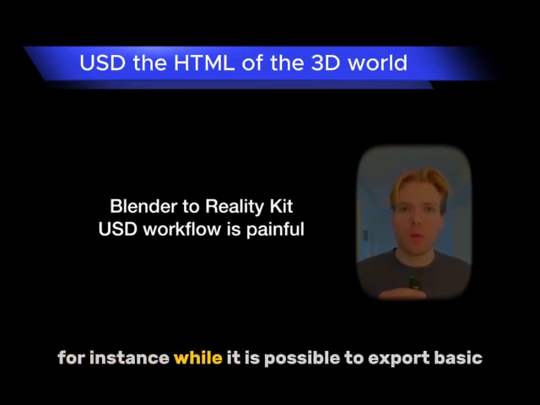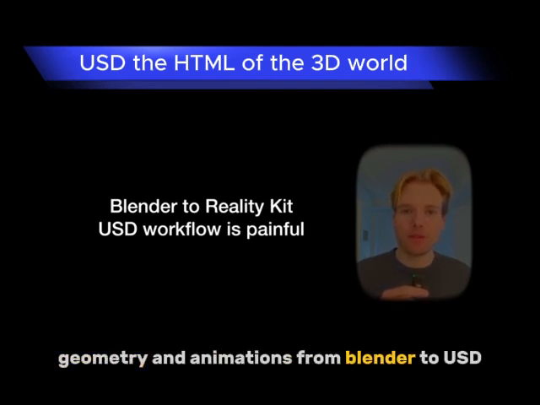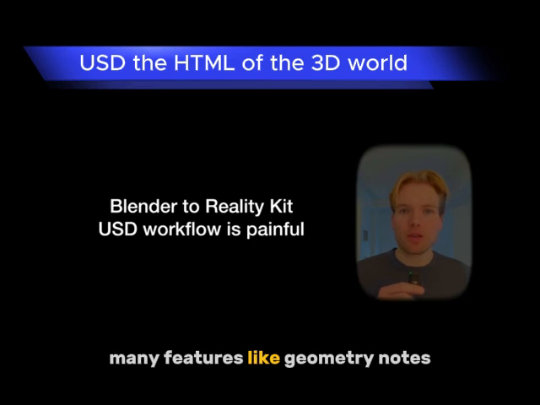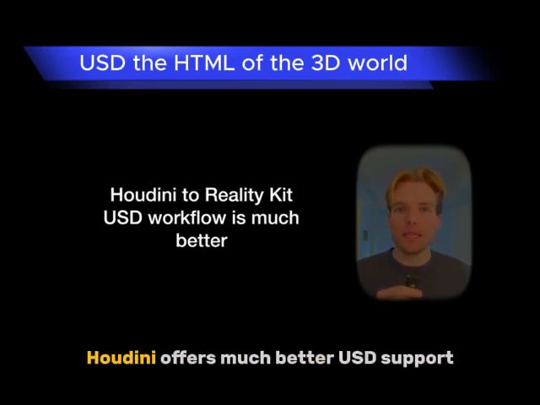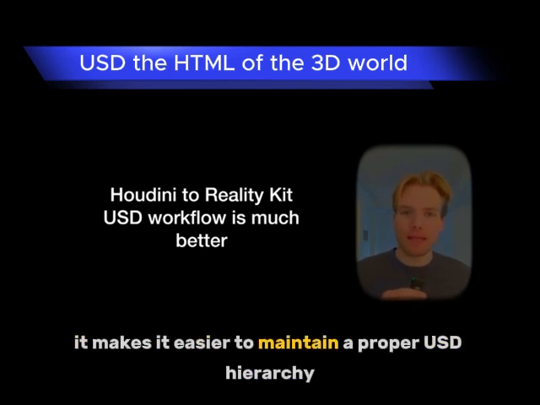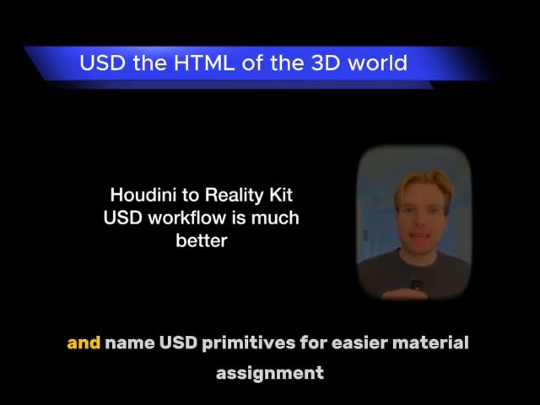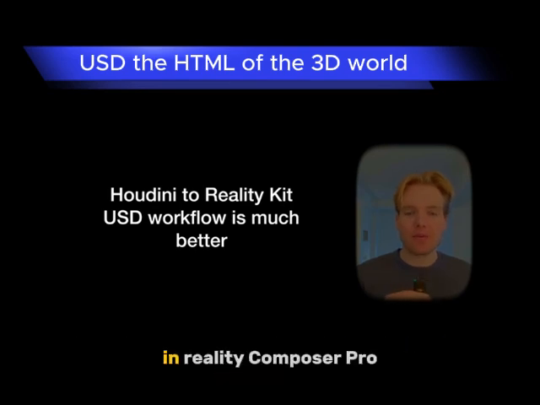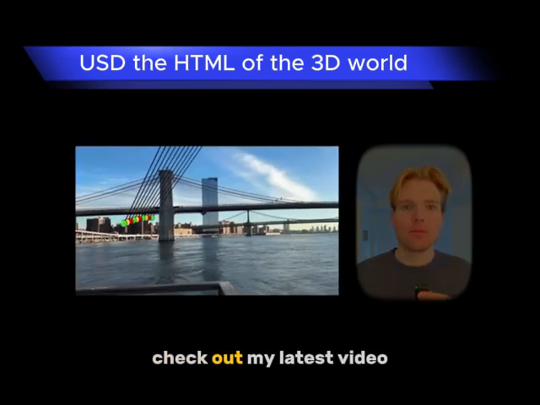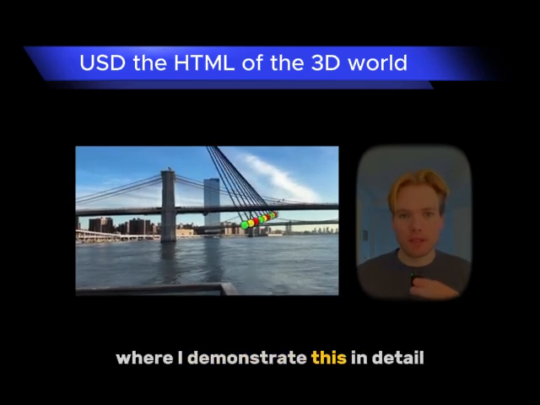The degree of USD support in software tools varies greatly. For instance, while it is possible to export basic geometry and animations from Blender to USD, many features like geometry nodes don't translate nicely. On the other hand, Houdini offers much better USD support. It makes it easier to maintain a proper USD hierarchy, pack geometry, and name USD primitives for easier material assignment in Reality Composer Pro. Check out my latest video where I demonstrate this in detail.